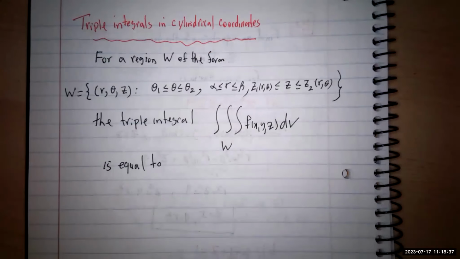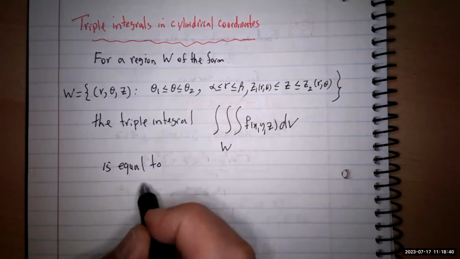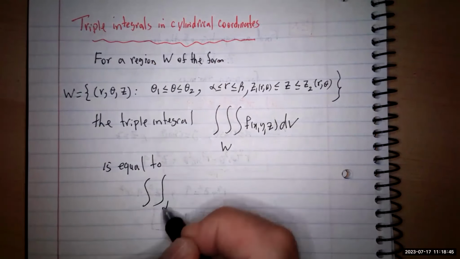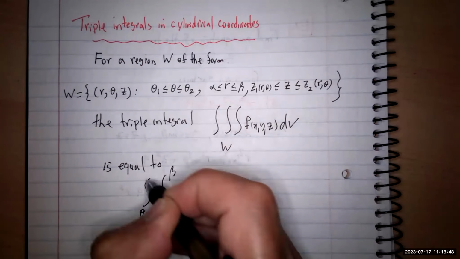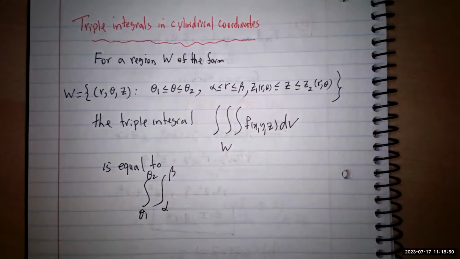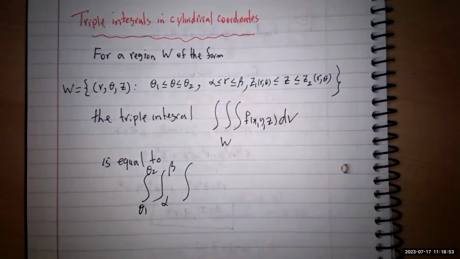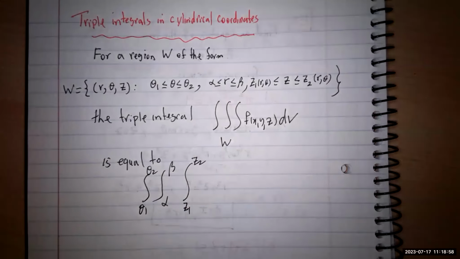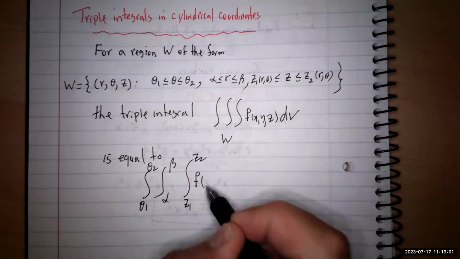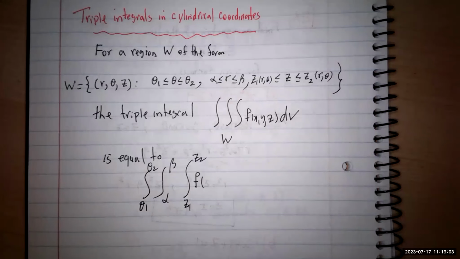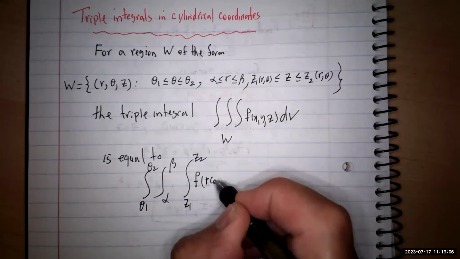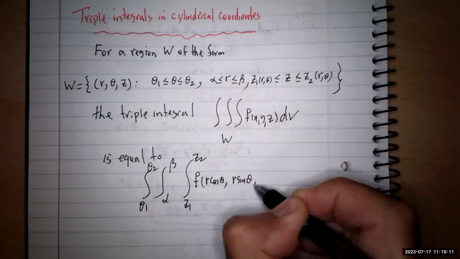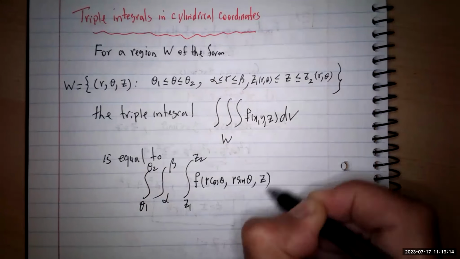the cylindrical one. The double integral part is just the polar form, from alpha to beta for r, and theta 1 to theta 2. But for the next part, z is fixed; it's going to be z1 to z2. You go to the function. For the x and the y, you just use the polar coordinates, so r cosine theta and r sine theta. Remember, your z is unchanged.